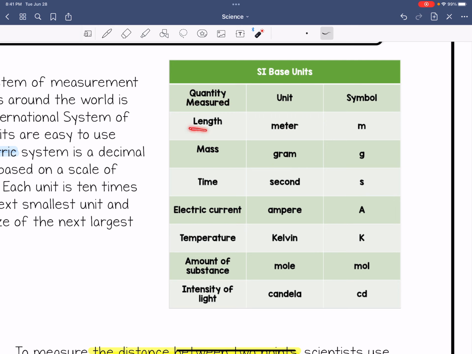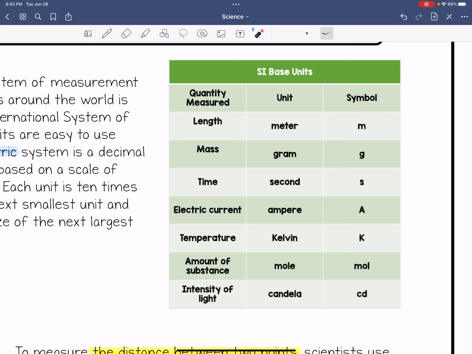If you are measuring the quantity of length, the basic unit in the metric system is the meter, and the symbol is just a lowercase m. If you are measuring mass in the metric system, the basic unit is the gram, and the symbol is g, lowercase. Time in the metric system, basic unit is the second, symbol is s. Electric current is measured in amperes, and the symbol is a capital A.